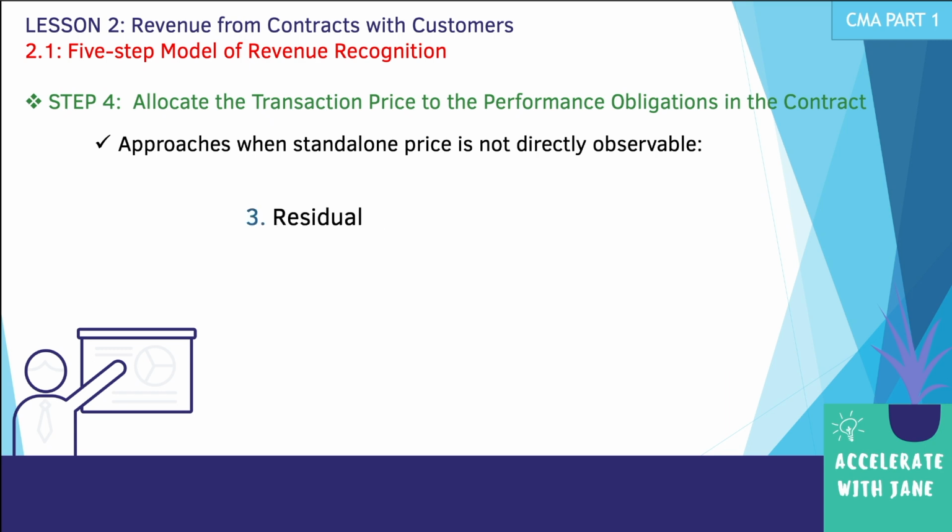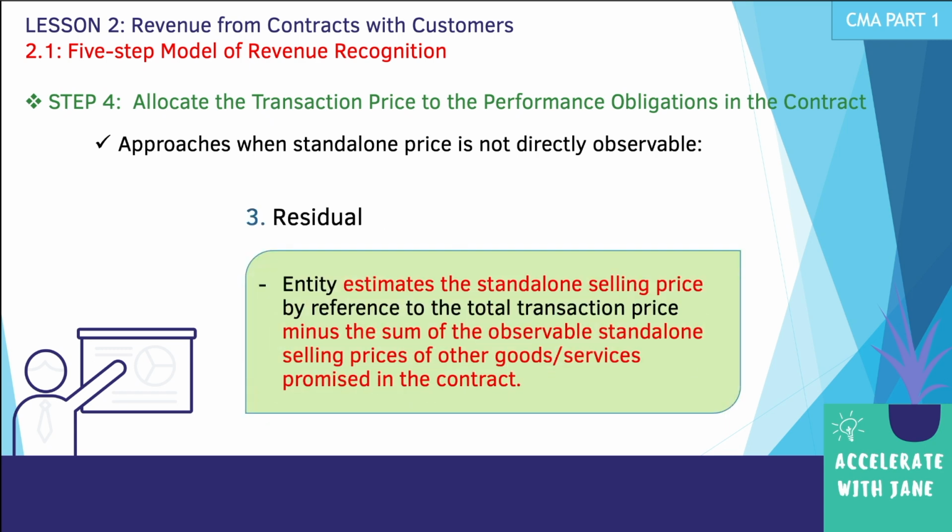Third is the residual approach. Here, the entity estimates the standalone selling price by reference to the total transaction price, and here we deduct the sum of the observable standalone selling prices of other goods or services promised in the contract. For example, if it's a bundle, there's actually a price for a bundle of goods or services. In the residual approach, we deduct the observable prices of the other goods from the total transaction price and we get the standalone selling price of the particular good.